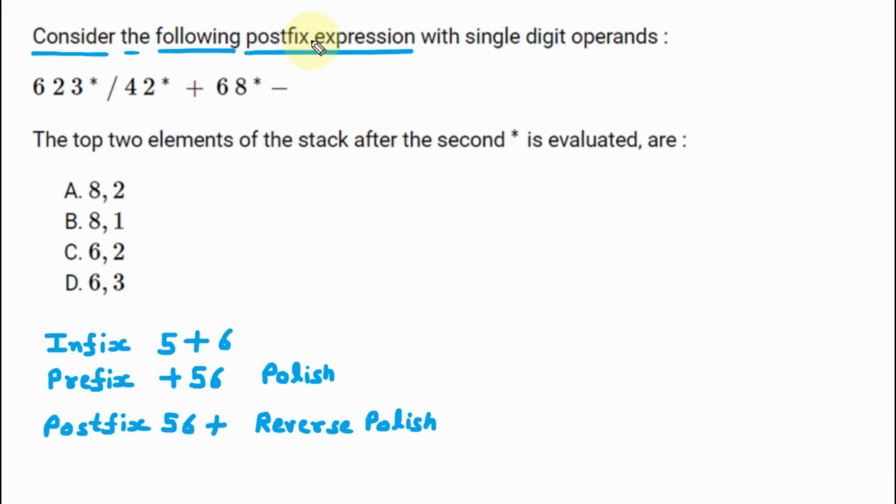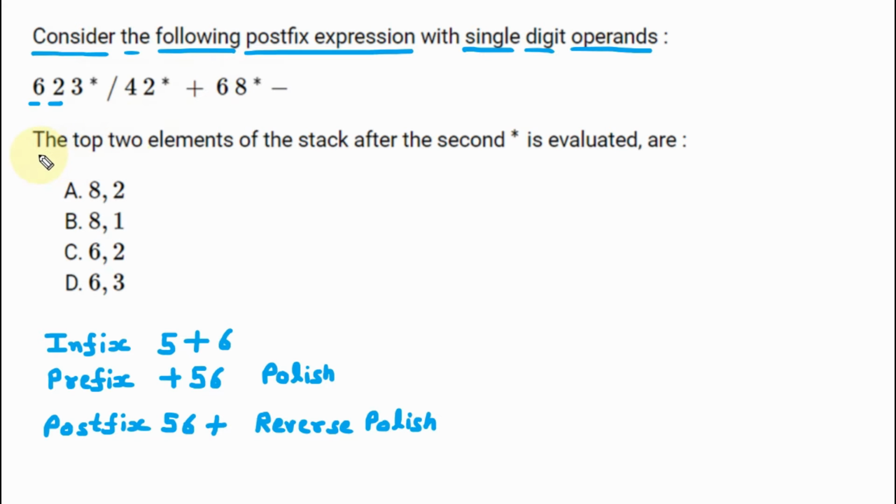So here a postfix expression is given. That means the examiner can also say it is the reverse polish expression with the single digit operands. That means all the operands which are given, they are single digit. That means 6 is separate, 2 is separate. This is not 62. They are 6 and 2 separately. So this is the postfix expression.